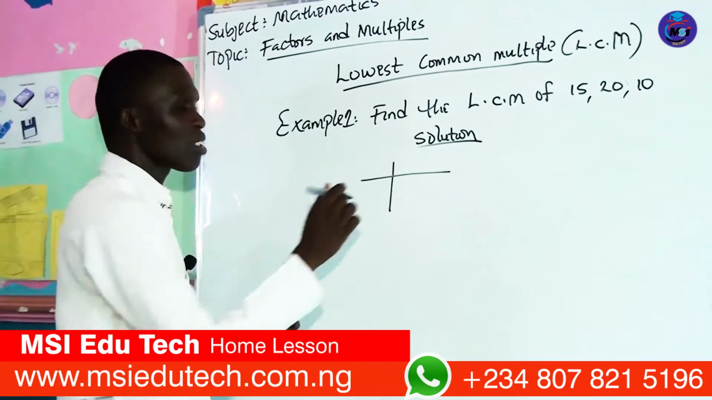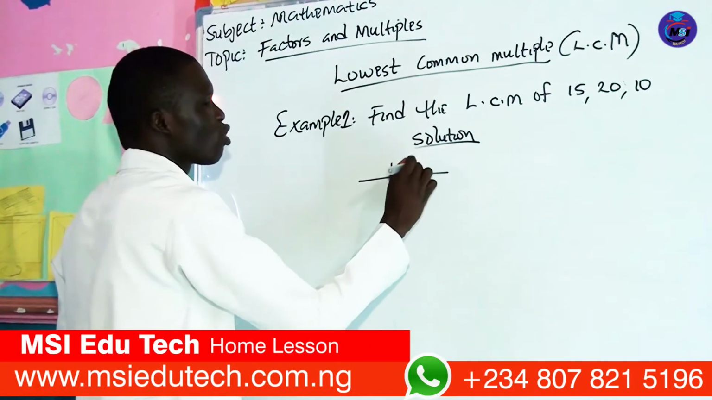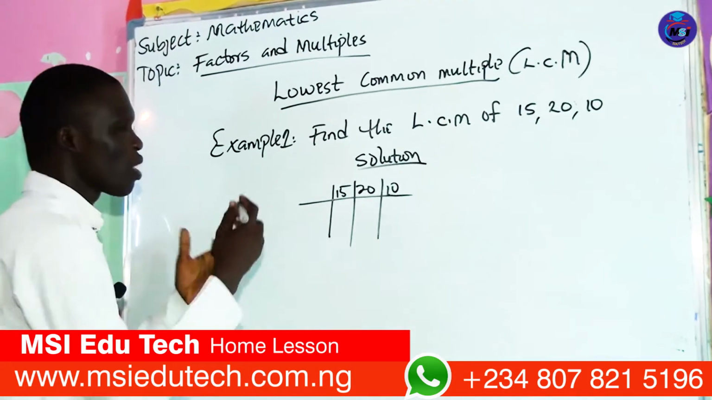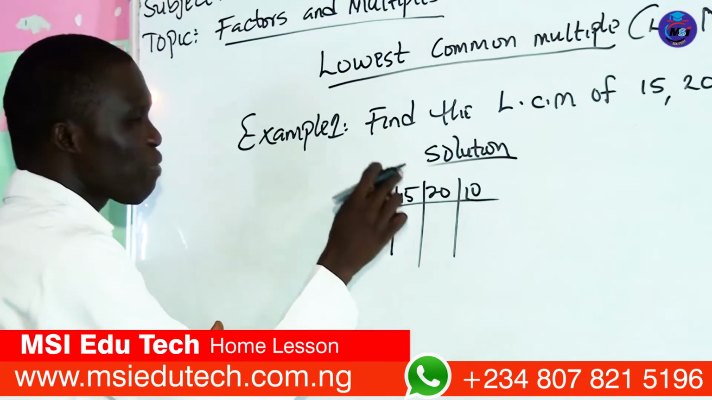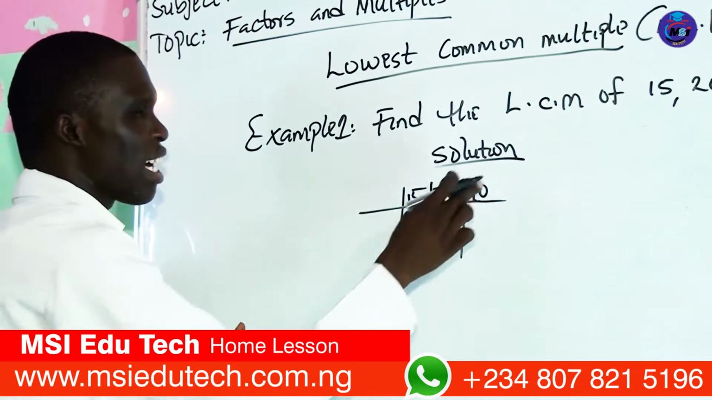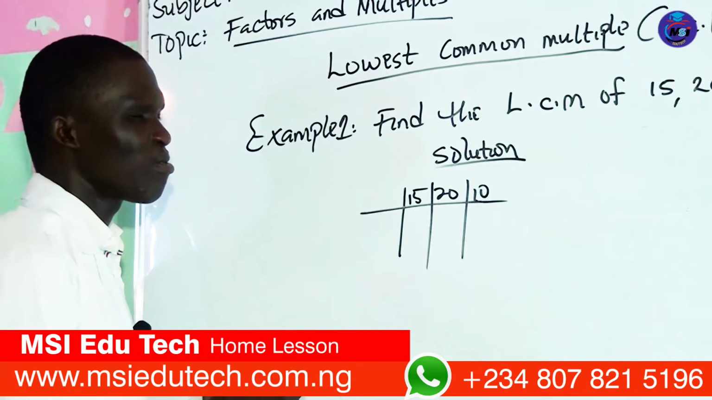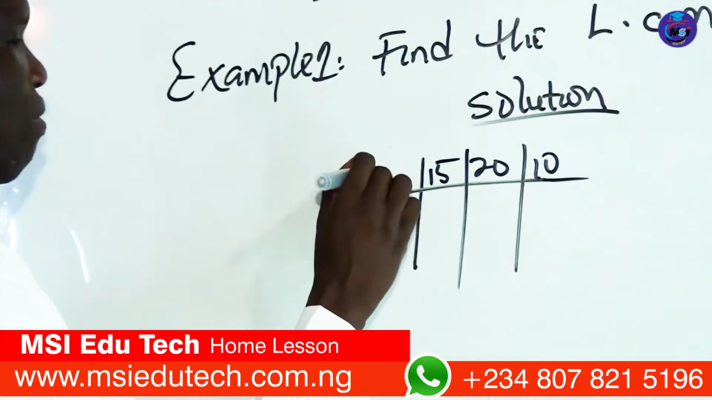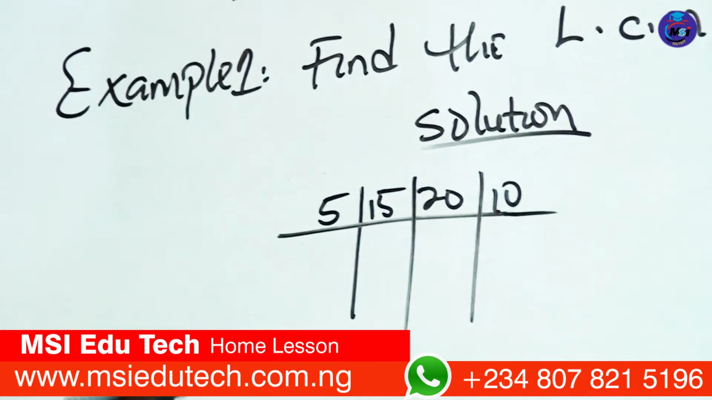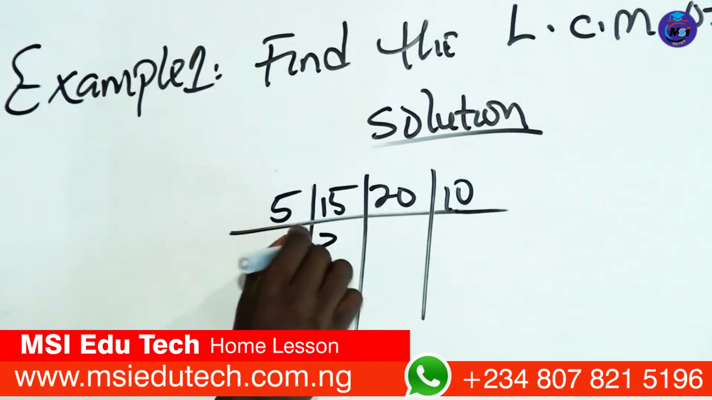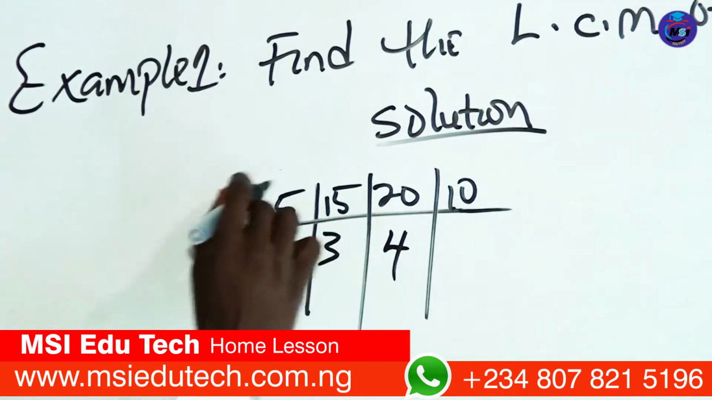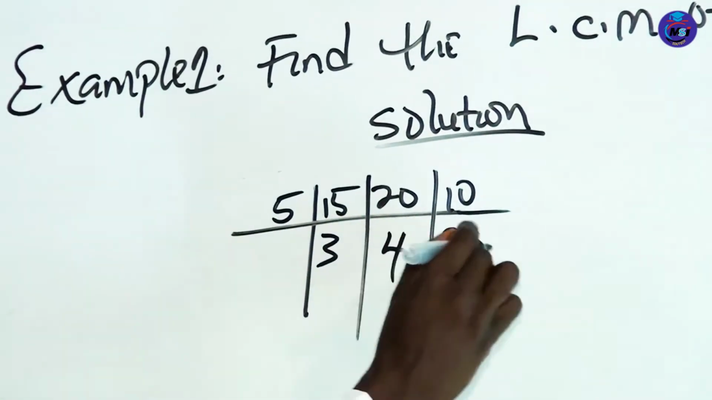This is my method, 15, 20, and 10. So, you look for a number that can divide 15, that can divide 20, and that can also divide 10. I can use 5. Yes, thank you very much. 5 in 15 will give us 3. 5 in 20 will give us 4. 5 in 10 will give us 2.